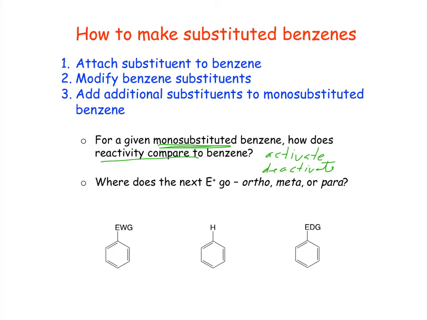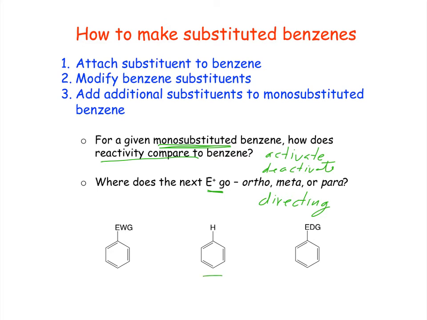And then the second thing is, if we have one group on there, where does the second one go? Does it go ortho or meta or para to the first group, right? Because we have three possible isomers we could get with two groups attached. All right, and so some of these different groups are going to have what we'd call different directing abilities. Okay? So let's just generalize it first.